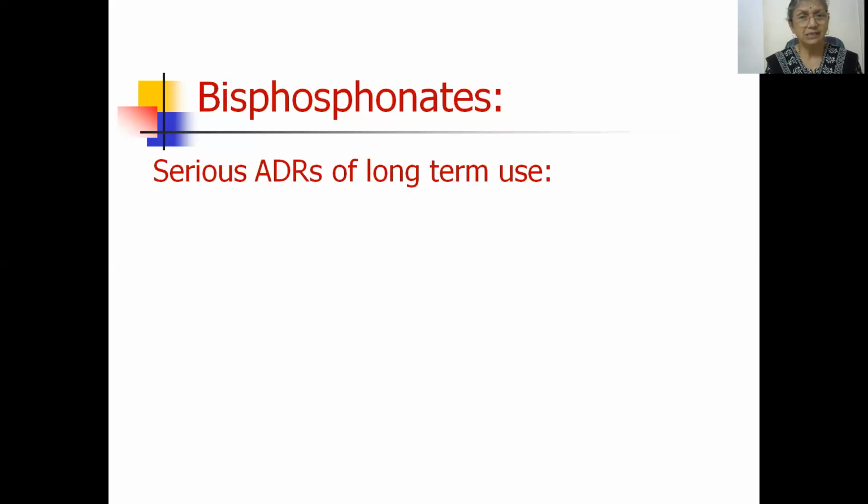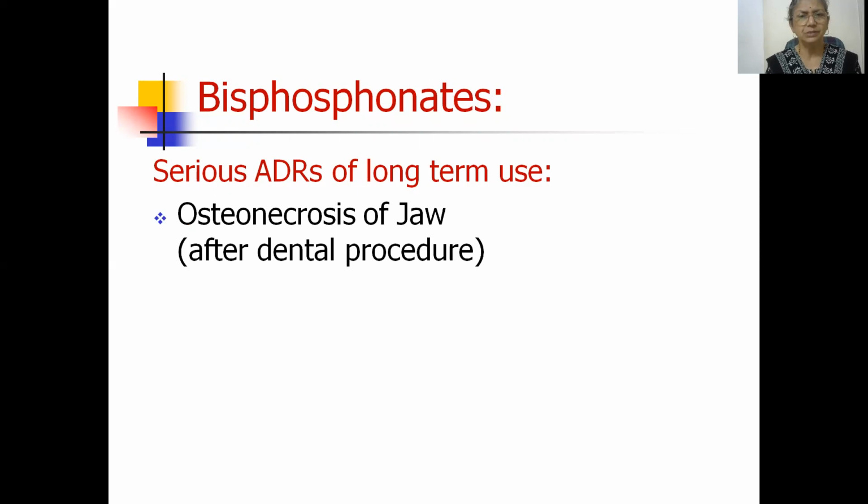So what is the serious adverse effect on long-term use? On long-term use, they've been found to be associated with osteonecrosis of jaw. This occurs after a dental procedure. If a patient on bisphosphonates underwent some dental procedure, the bone would not heal, and in fact, it went into necrosis.